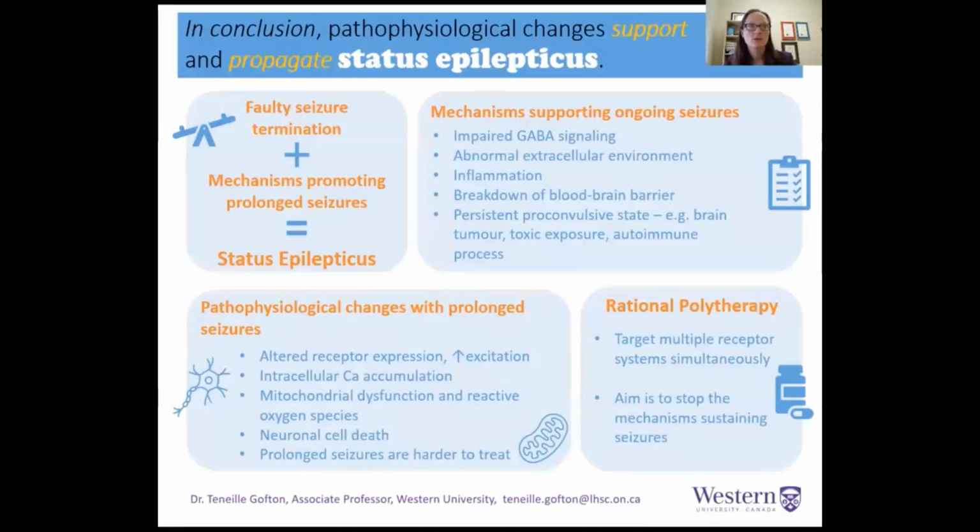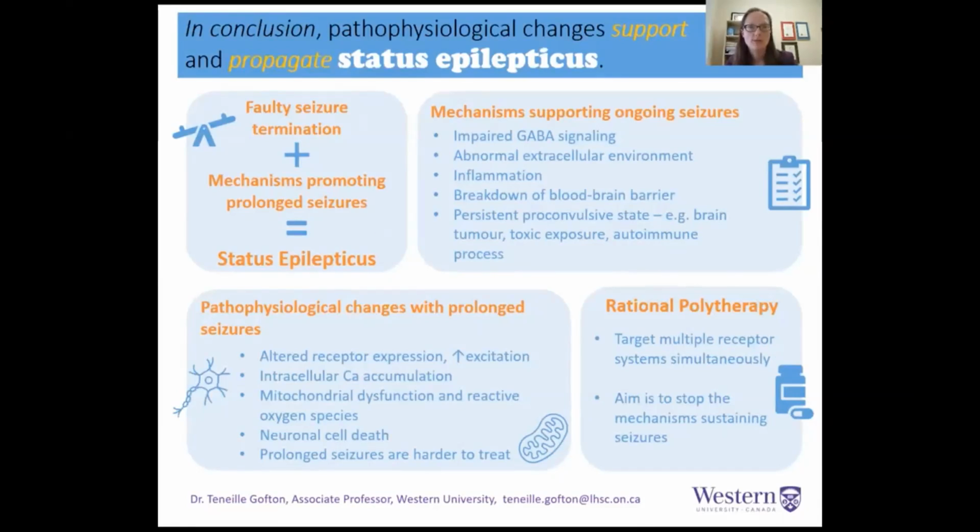So in conclusion, there are pathophysiological changes that both support and propagate status epilepticus, and these occur over time. When we have faulty seizure termination and mechanisms promoting prolonged seizures, we set up for status epilepticus. Important mechanisms that support ongoing seizures include impaired GABA and other neurotransmitter signaling, abnormal extracellular environments, inflammation, and breakdown of the blood-brain barrier. Permanent pathophysiological changes can occur with prolonged seizures, including altered receptor expression, altered calcium homeostasis, and mitochondrial dysfunction, as well as neuronal cell death and DNA damage.